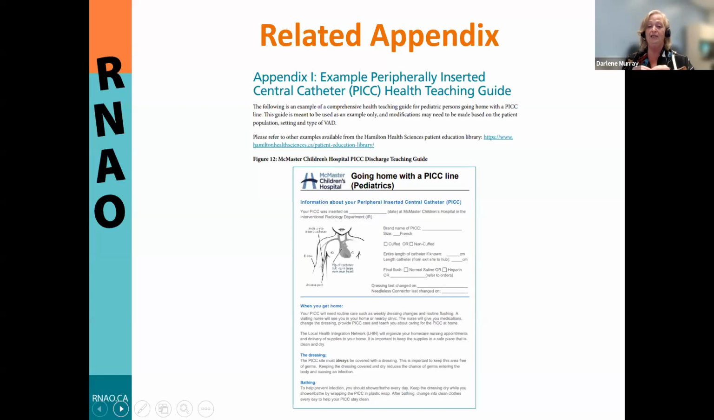In addition, the practice notes state that comprehensive health teaching should follow a teaching plan or a checklist. Appendix I provides an example of a PICC teaching guide. I'm now going to pass it over to Nancy, who's going to tell us all about recommendation 2.1 and 3.1.